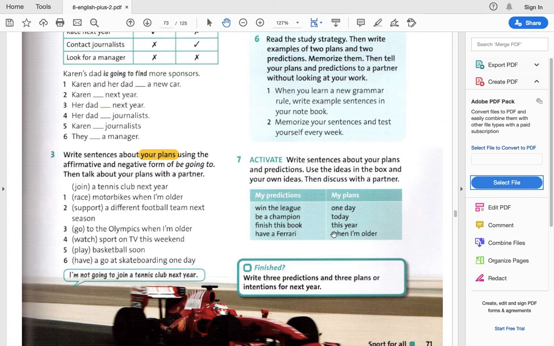So let's say finish this book. I'm going to. So let's say I have a plan, a plan of finishing this book that I'm reading, and I'm going to say I'm going to finish this book one day. No, not one day. I'm going to finish this book today, right now. I will try it at least. So yeah, use be going to or will appropriately, correctly. All right, that's it basically here.